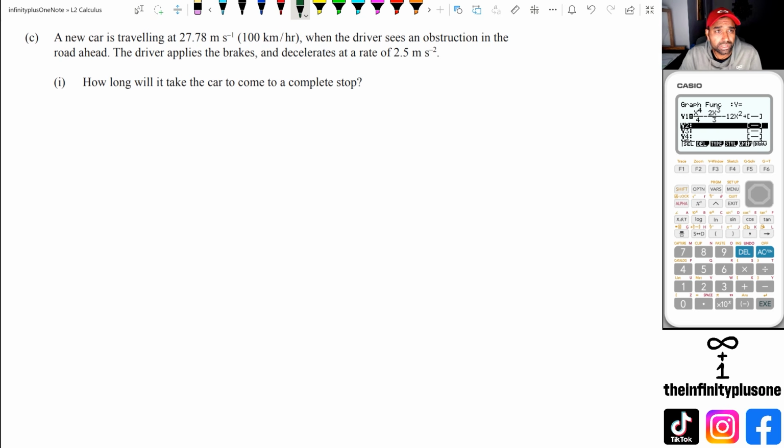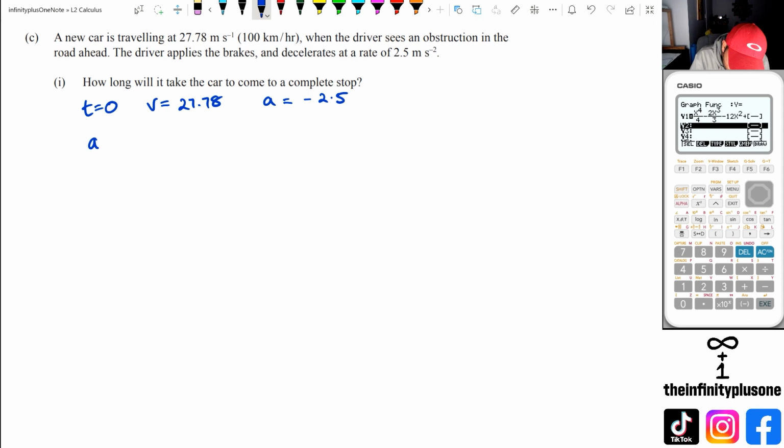Alright folks, so for this question what you want to do is write down all the information that you have first. So we know that t is equal to 0. So when t is equal to 0, our velocity is 27.78, and we also have the acceleration, which is minus 2.5. Now we're trying to figure out when will the car come to a complete stop. That means we want to try and figure out when is the velocity equal to 0.